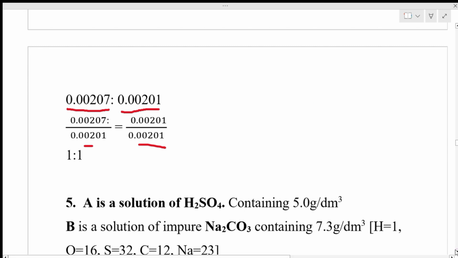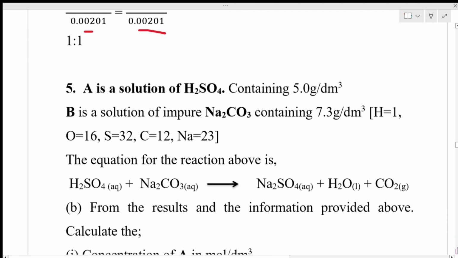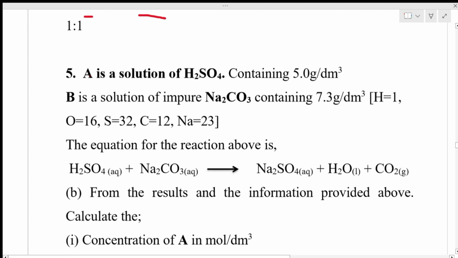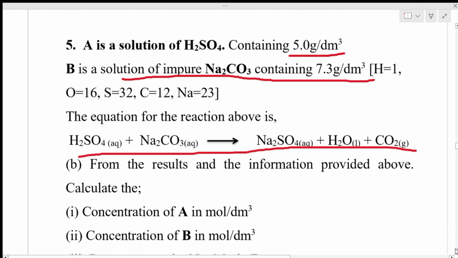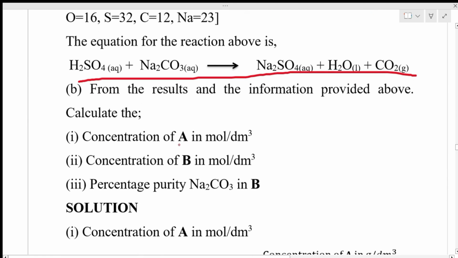Alright, number 5. We are getting closer to the end. So today, stay tuned. Please don't go away. Now, A is a solution of H2SO4 containing 5 gram per dm³. This time around, I'm saying impure. Wow, impure. How would I answer this kind of question? Let me teach you. Now look at my balanced chemical equation, 1:1. Let's look at the question: the conc of A in mole per dm³, conc of B in mole per dm³, and percentage purity of Na2CO3. Wow. How would I do that?